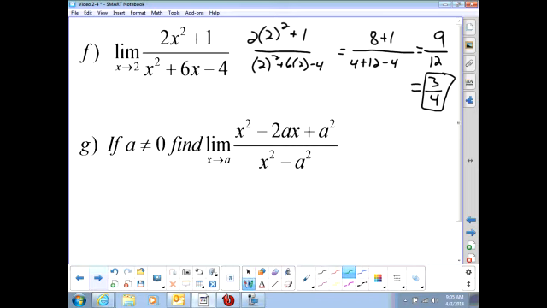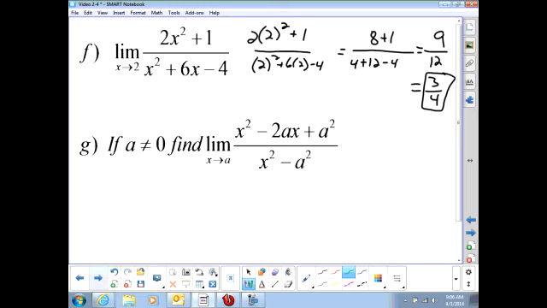Now in example G, if we try to put a in for x, so remember whatever x is approaching, you want to try and plug that in. If we put a in for x in the bottom, a squared minus a squared is 0. So we cannot do direct substitution right now. So just like our last theorem we saw on the previous slide, we want to try and do something that can create a new function that is equal to this everywhere except for at a. And then we can just evaluate our limit for that one.